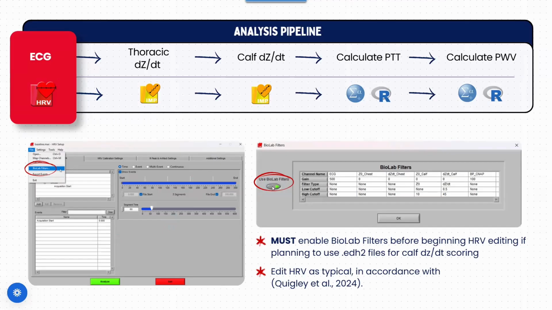The reason why we must turn these on at the HRV stage is because if you go through and score your HRV data and use that EDH2 file in order to leverage your HRV edits in both your thoracic and CAF impedance, once we start editing, that locks in all of our settings. So even though we aren't touching impedance yet, we need to enable these filters at this stage so that they get carried over in our edit files as well.